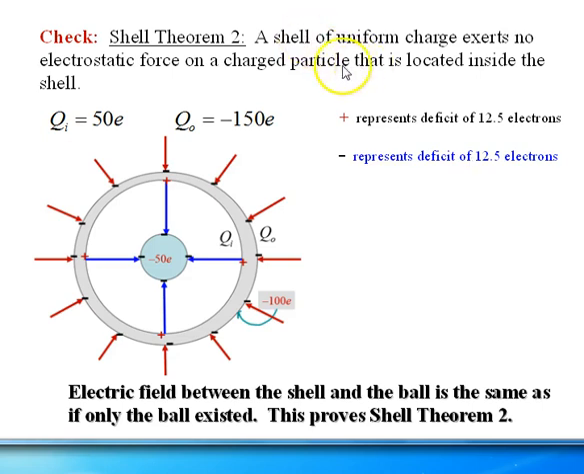So another check we can look at is our shell theorem 2. Our shell theorem 2 says a shell of uniform charge exerts no electrostatic force on a charged particle that is located inside the shell. So if we look at this charged particle inside the shell here, this is the same electric field it would look like whether or not this shell was here. So the shell did not change the electric field produced by this ball of charge. So that's one way to look at it.